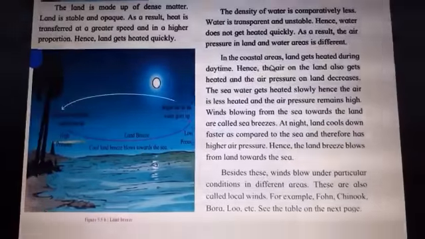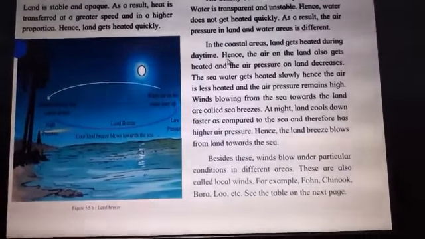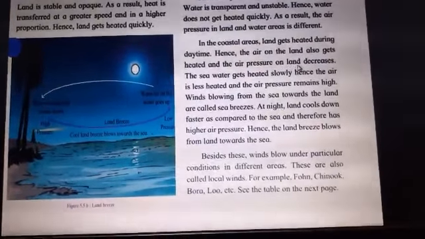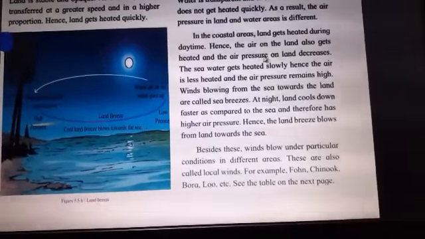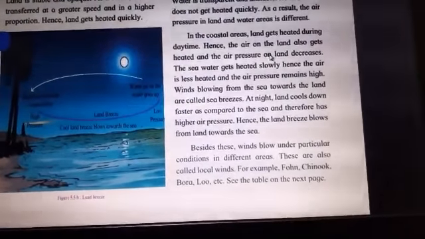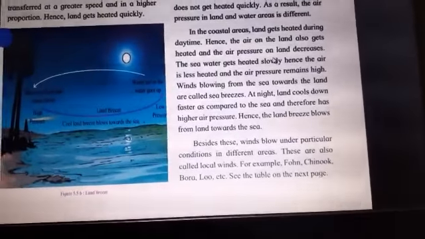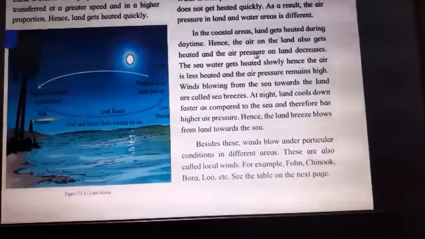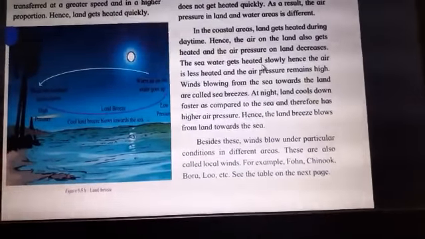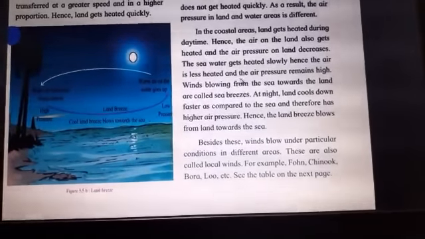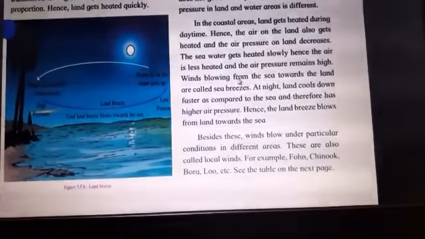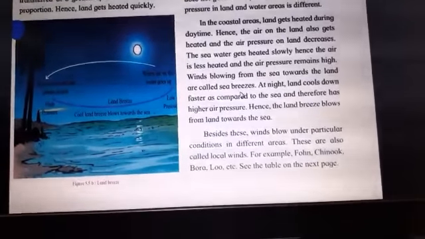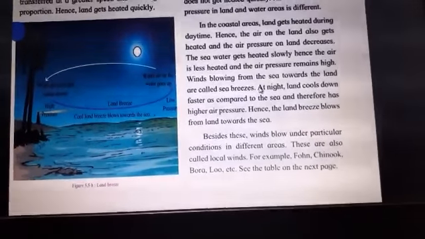In the coastal areas, land gets heated during the daytime. Hence, the air on the land also gets heated and the air pressure on land decreases. So what happens? Air on the land gets heated up. Air becomes hot and therefore air pressure decreases. Why? Because it starts moving in the upward direction as it becomes lighter due to the heat of the sun. The sea water gets heated slowly, hence the air is less heated and the air pressure remains high. So winds blowing from sea towards the land are called sea breezes. Right? From the sea to the land, the winds which are blowing are sea breezes.